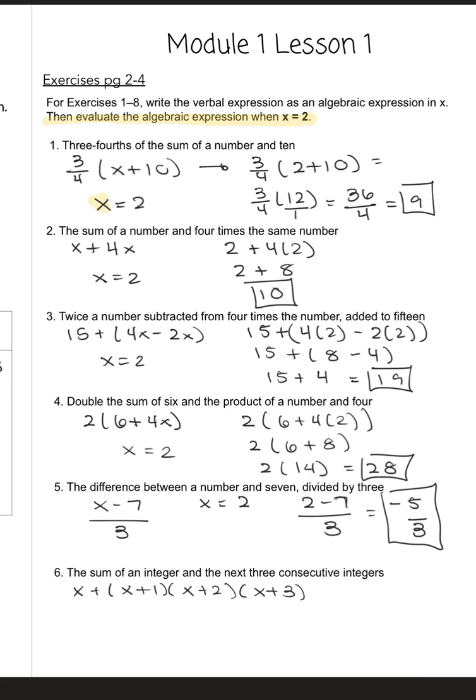All right, for the next one again, when x is equal to 2, so we have 2 plus, we're going to put our 2 in parentheses, plus 1, 2 plus 2, and 2 plus 3. Those should all be pluses, I'm sorry, so make sure you have addition there for those ones. I do apologize. All right, so we have 2 plus 1 is 3, plus 2 is 4, plus 2 plus 3 is 5. So we're going to have 2 plus 3 plus 4 plus 5, which is going to give us 14.